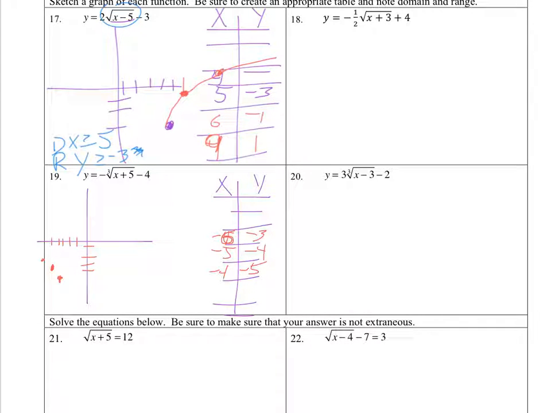The next nice positive number, after we get 1 on the inside, is when we get 8 on the inside, because the cube root of 8 is 2. That's going to happen at 3, so 3 plus 5 is 8. Cool. And the cube root of 8 is 2. Negative 2 minus 4 is -6.